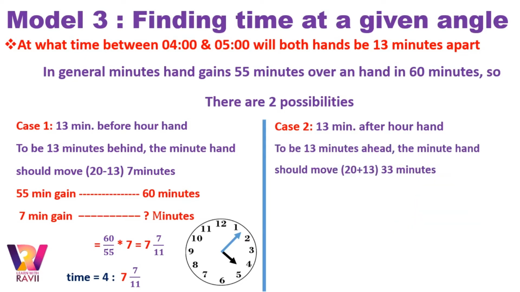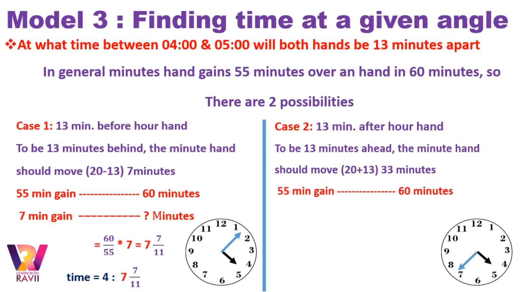Going ahead, in case 2 where the minute hand is 13 minutes after the hour hand, we take it as 20 plus 13, that is 33 minutes. So for 55 minutes gain, it is 60 minutes. For 33 minute gain, it would be how much? So calculating the value, the time would be 4:36. So at 4:36, the minute hand and the hour hand differ by 13 minutes. So this is how we do it.